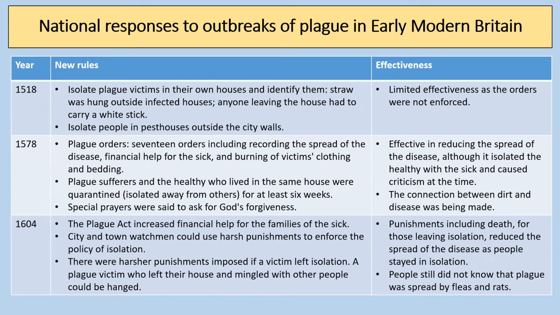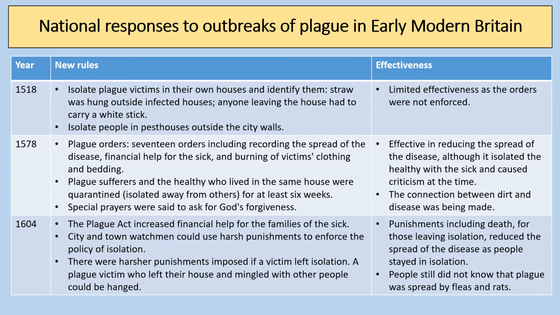1578, there's plague orders. There's 17 orders made, including recording the spread of the disease, financial help for the sick, and burning of victims' clothing and bedding. Plague sufferers and the healthy who lived in the same house were quarantined for at least 6 weeks, so we're starting to see the method of isolation now. Special prayers, however, alongside that to ask for God's forgiveness. So that did have some limited effectiveness in 1578, although the healthy were isolated with the sick, and that was seen as being immoral at the time. So people were starting to make a connection between dirt and disease, and starting to make a connection between close contact and disease during this time period as well.